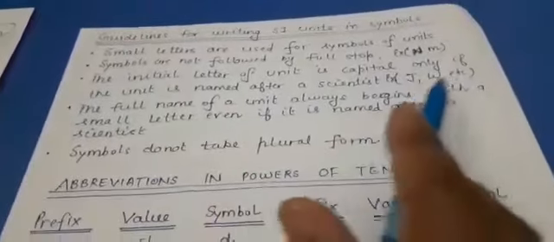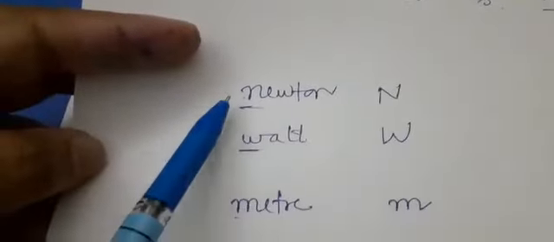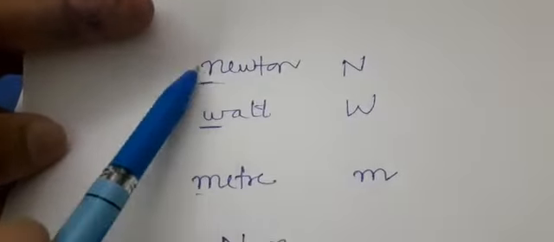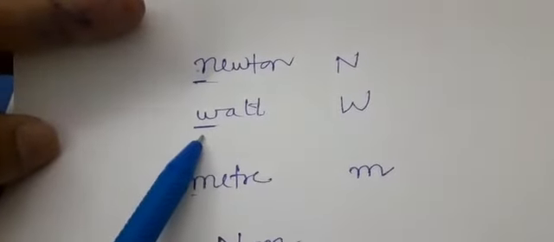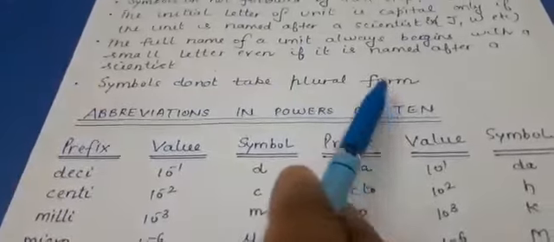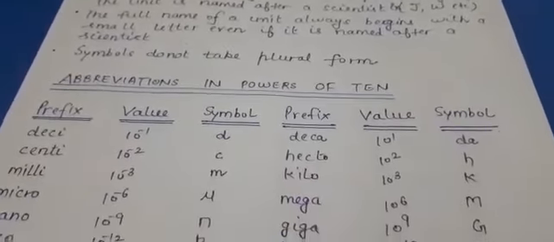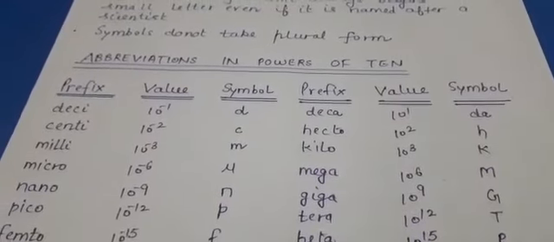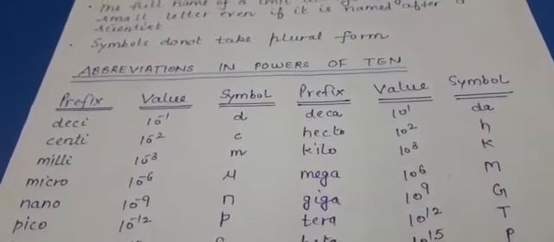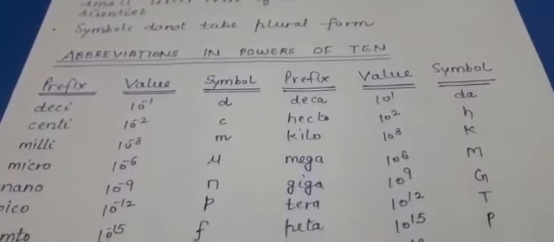Next point is, the full name of a unit always begins with a small letter, as I have mentioned, even if it is named after a scientist. This point I have written here. Whether it is named after a scientist's name or not, it will start with a small letter. Next, a symbol does not take plural forms. You will not write seconds, meters, joules. Units always come in singular: joule, meter. Whatever the number or amount, the unit will not be in plural.